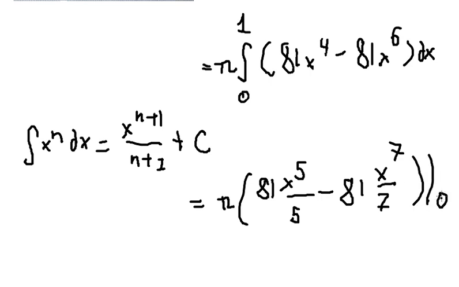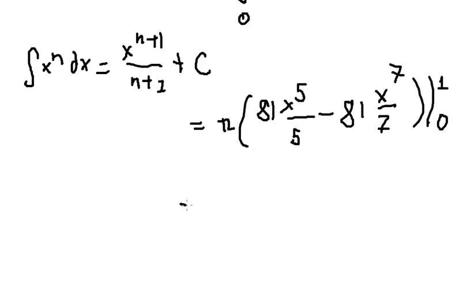And we put the bounds from 0 to 1. So we put 1 here, 0 here. So we calculate this one. So we have 162 over 35 pi.